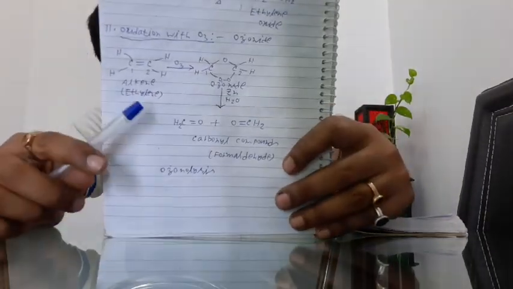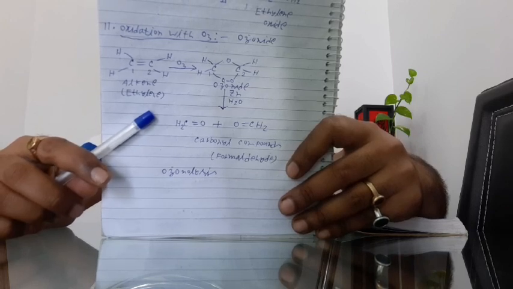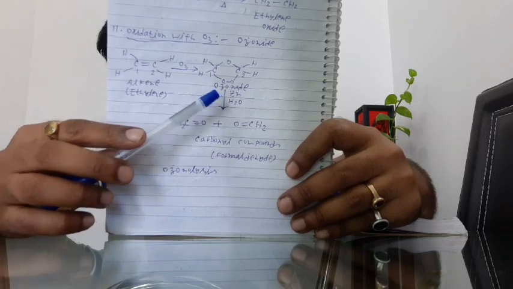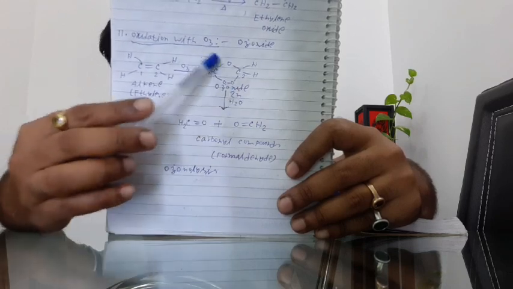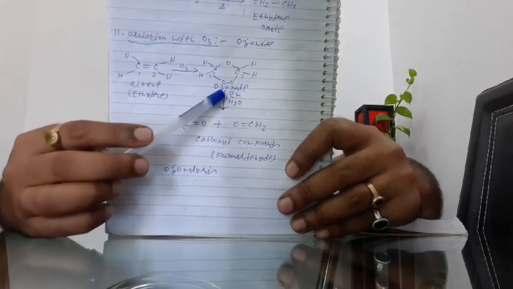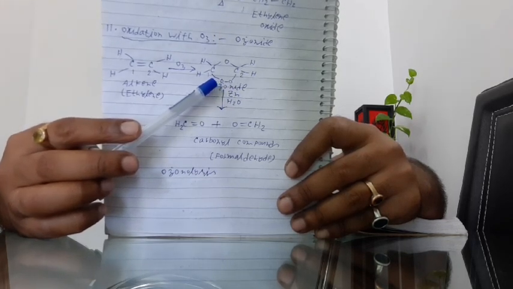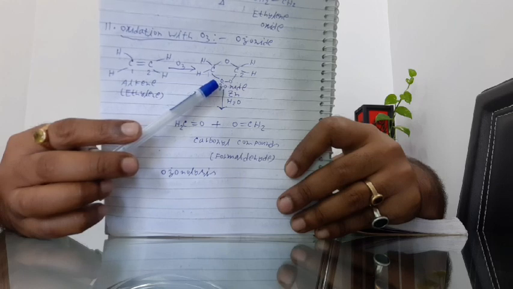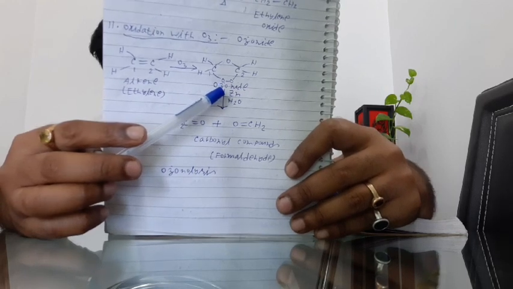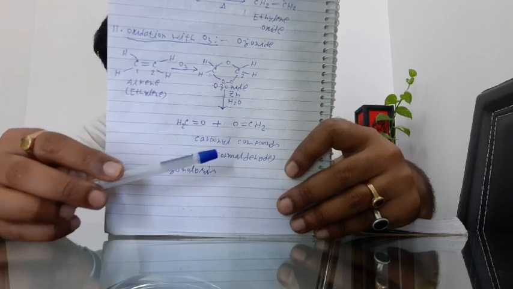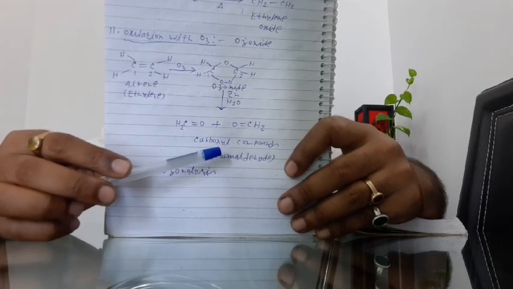to the ozonide. See here, I have given the example of ethylene. When ethylene reacts with ozone, it forms the ozonide. This is the rough structure of the ozonide. Okay. Next step, if the ozonide is warmed with zinc and water, then the ozonide is converted to the carbonyl compound. Here the end product will be formaldehyde.